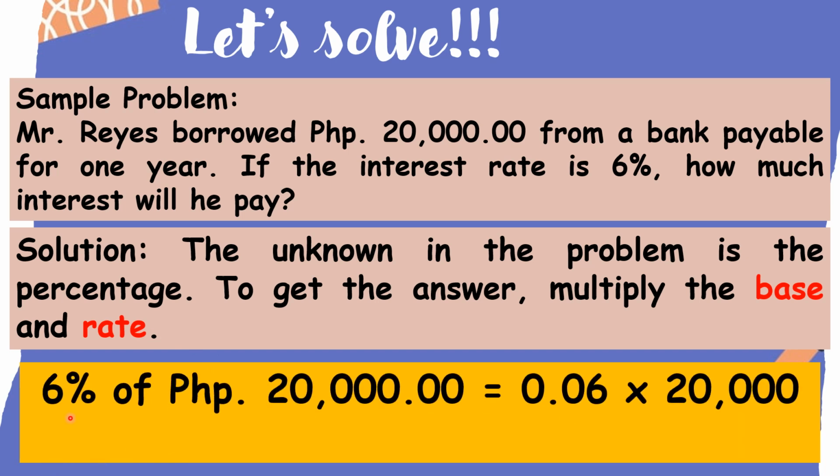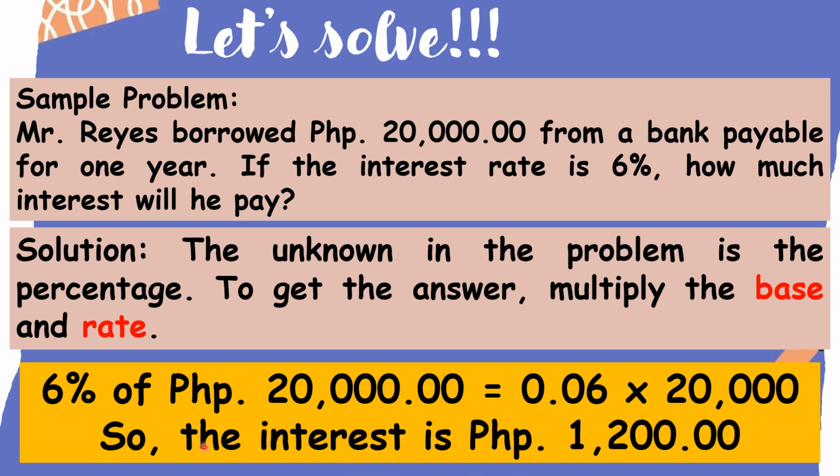So, 6% of 20,000 pesos is equal to 6 hundredths times 20,000. Bakit 6 hundredths? Kasi ang 6% na to ay kinonvert muna natin into decimal form bago tayo mag-multiply. So, our final answer, the interest is 1,200 pesos.